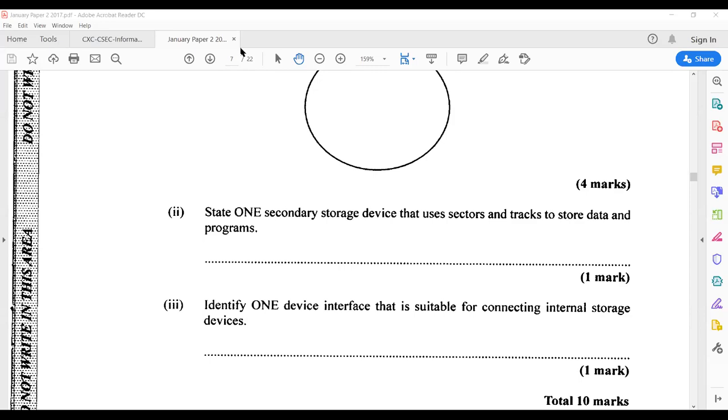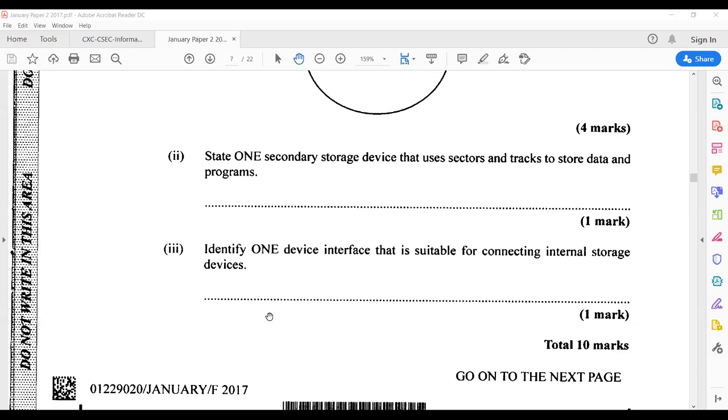Anybody else wants to answer? Another. A hard disk is another example. All right. No. Compact disk. Correct. Yes, a CD. Okay. So let's move on. Part three.